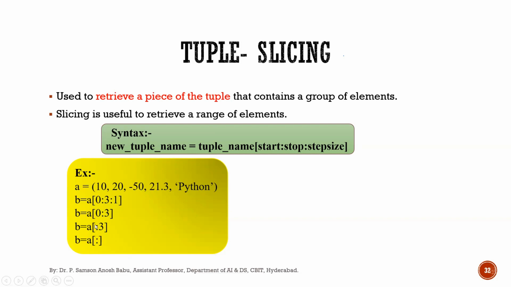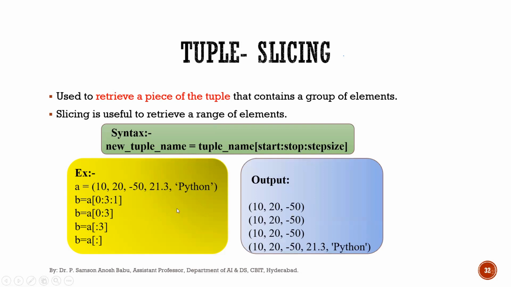B equals A of up to 3, that means from the starting position up to 3, it will print the values, and B equals A of colon, where the colon represents all the elements of the tuple. See that output: B equals A of 0 to 3, 1, that is the same, and here also 0 up to 3, it is giving 0, 1, 2. These three statements are the same, giving the same output, and the last is giving the total tuple.